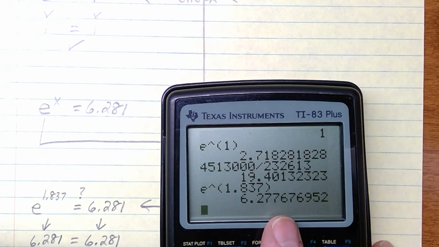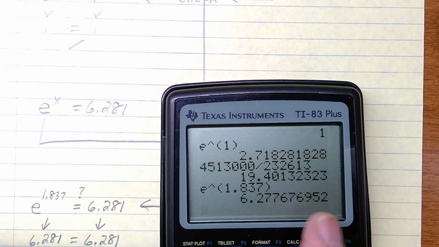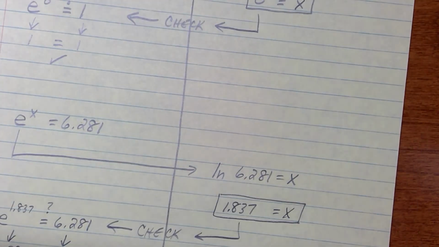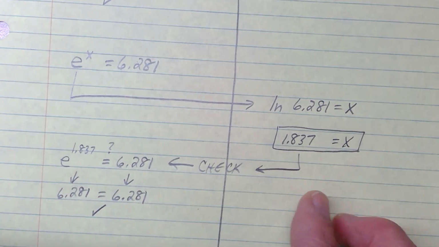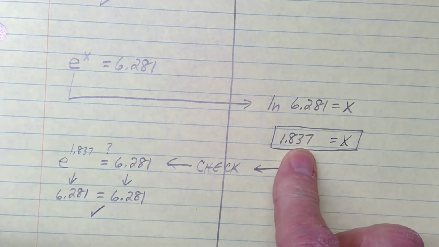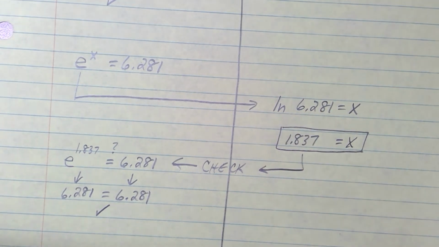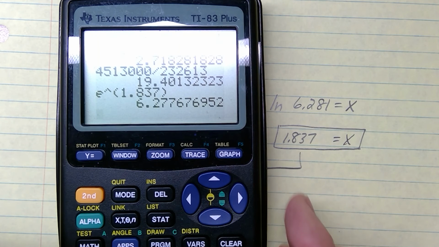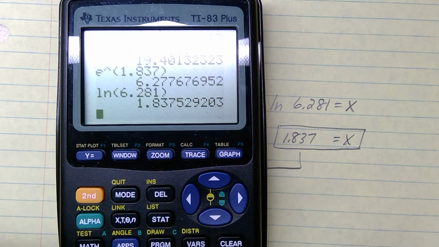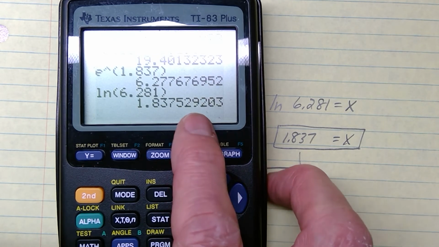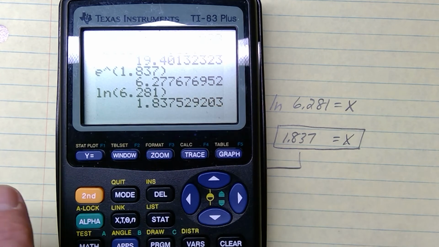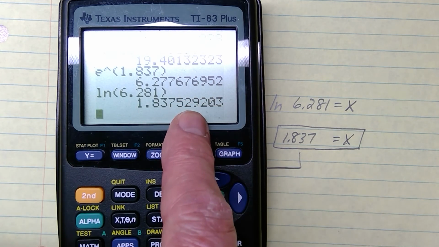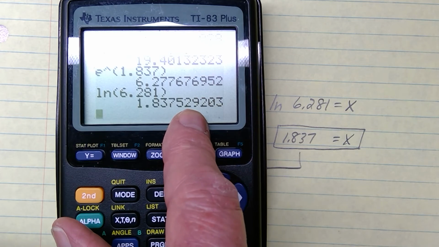Now notice it is off just a little bit. That's because I was rounding in the middle of the problem. And I told you guys a lot, don't round in the middle of a problem, but I did. See, I punched this in. Let me back up. So natural log 6.281, close the parentheses, equals. All right, I rounded that. And if I'm going to plug that back into another equation, I really don't want to round that. It kind of messes up my answer.